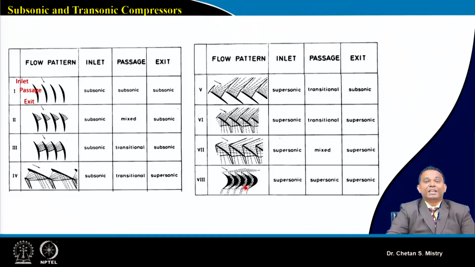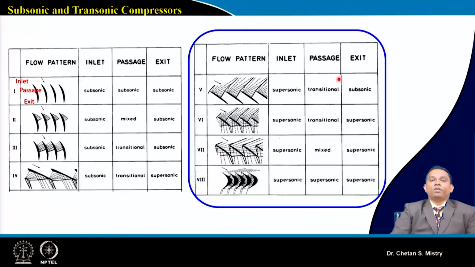Now this is what we can call an impulse kind of configuration, where the entry flow is supersonic, the passage flow is also supersonic, and the exit flow is supersonic. So when our entry Mach number is supersonic, we look for some special kind of aerofoils, different from what we have discussed for the subsonic configuration. This is the region that is of our interest at this moment.